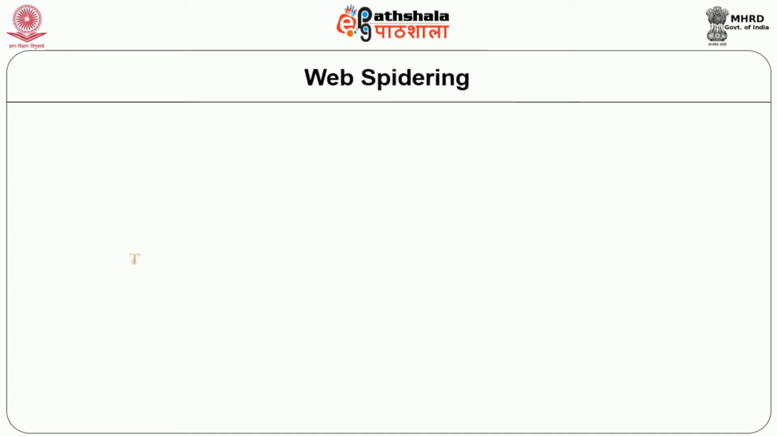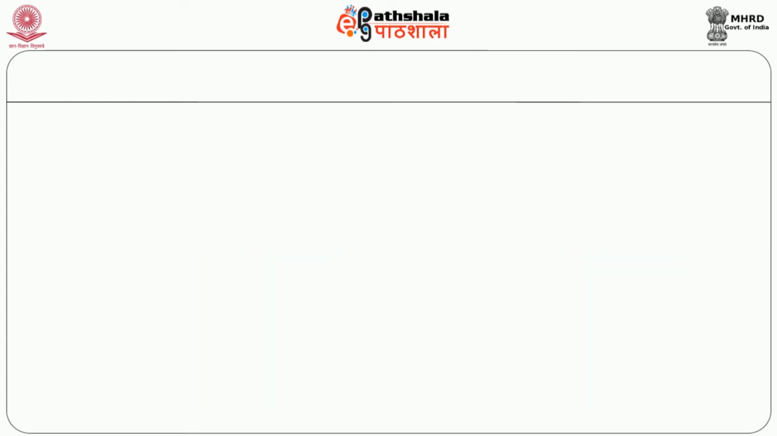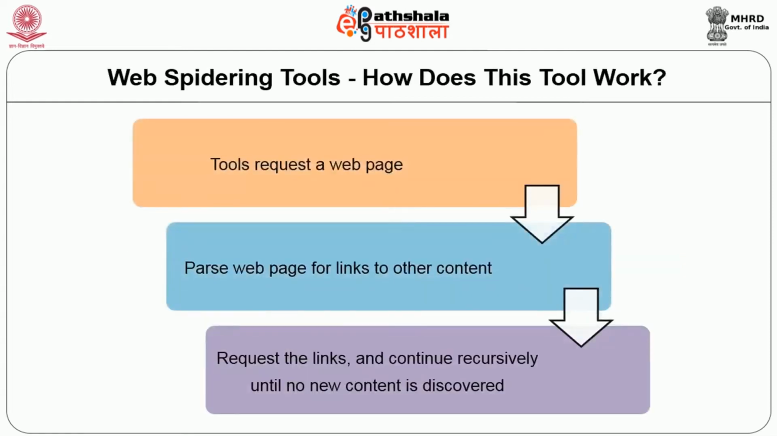First is web spidering, in which various tools can perform automated spidering of websites. These tools work by requesting a web page, parsing it for links to other content, requesting these links, and continuing recursively until no more unbrowsed content is found.